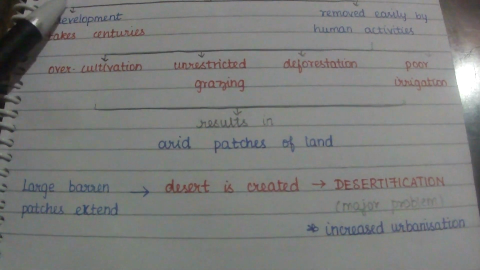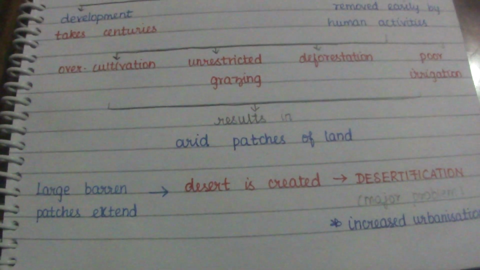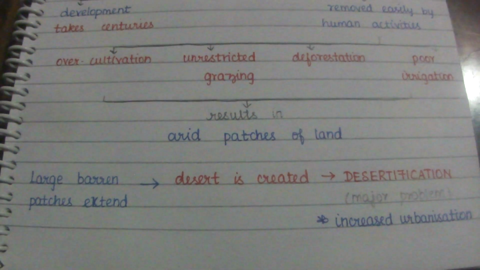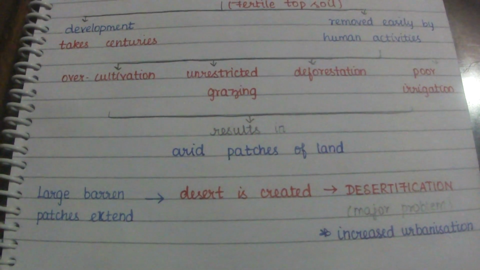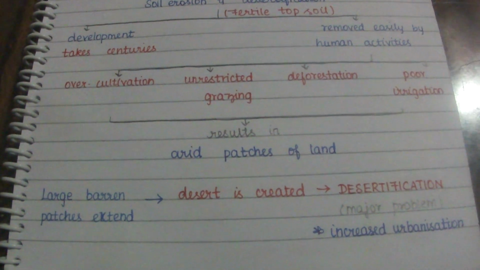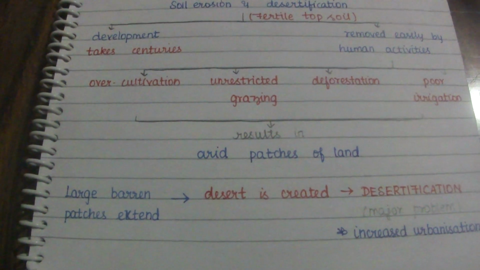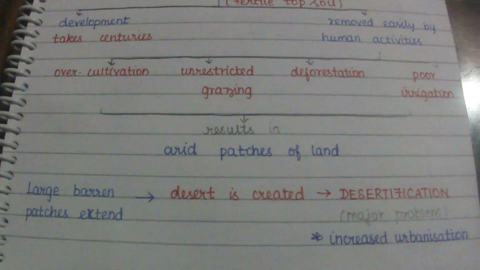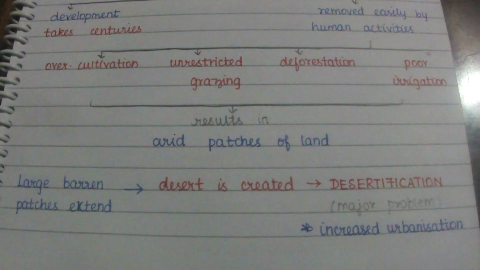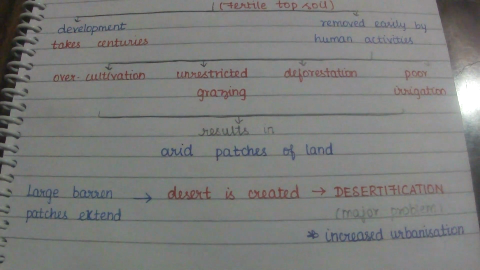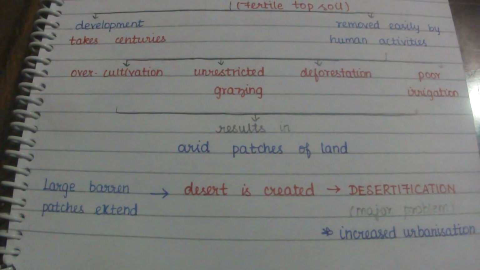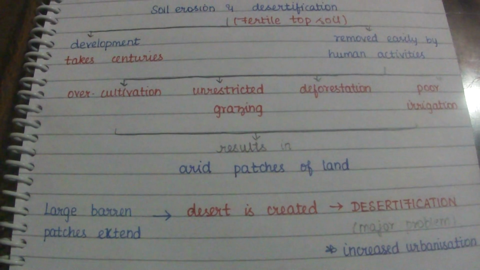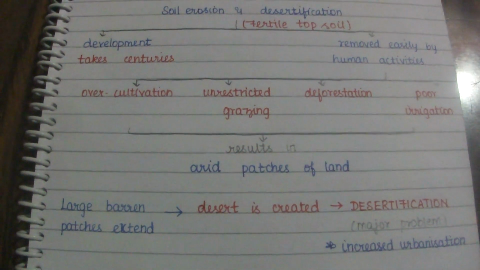When these large barren patches extend, they create a desert. When there are no trees, no plants, the land becomes completely covered with soil, so it leads to desert. So automatically it leads to desertification. Nowadays desertification is a major problem due to increased urbanization. So this is what soil erosion and desertification is.